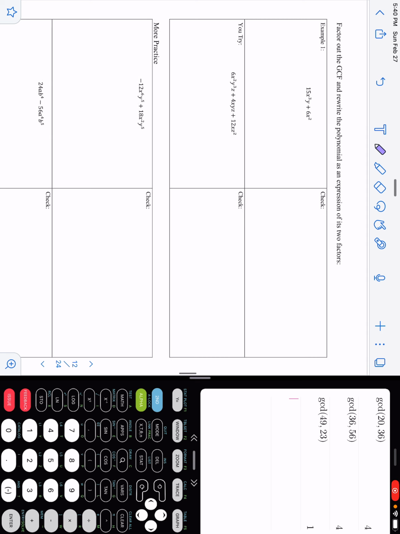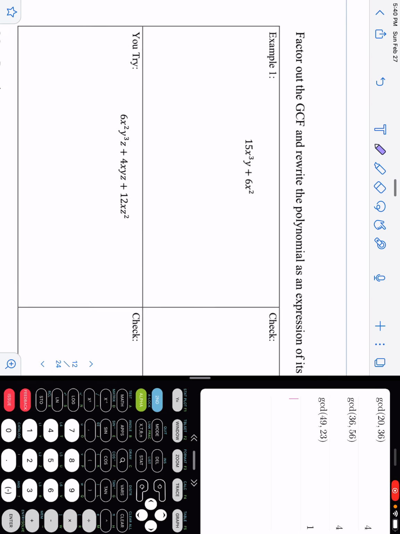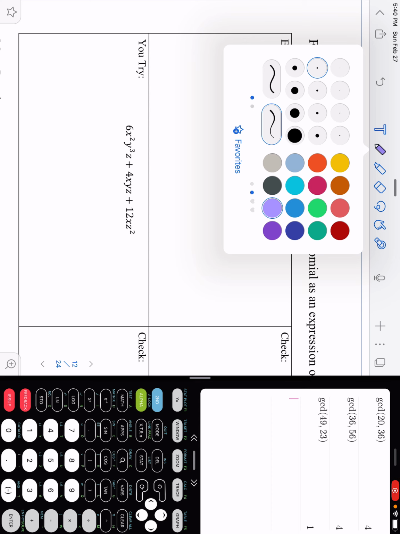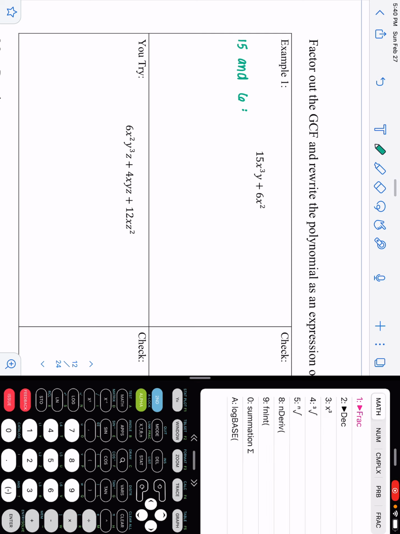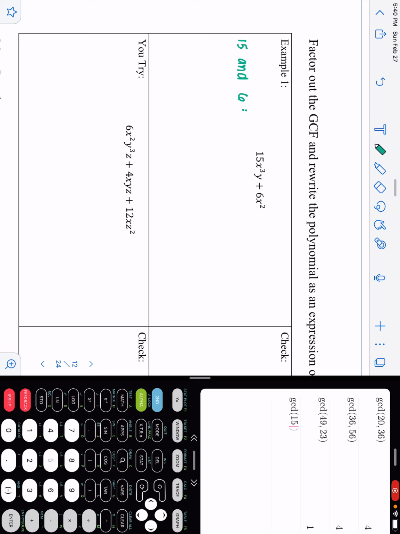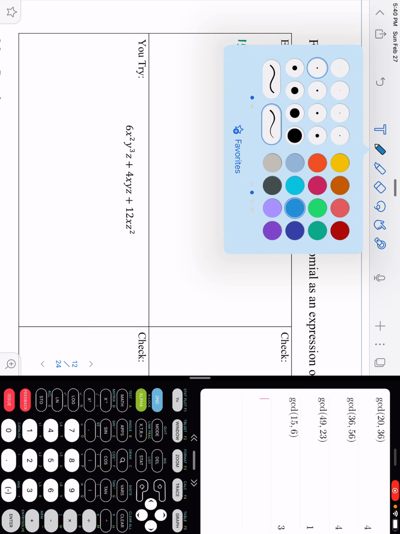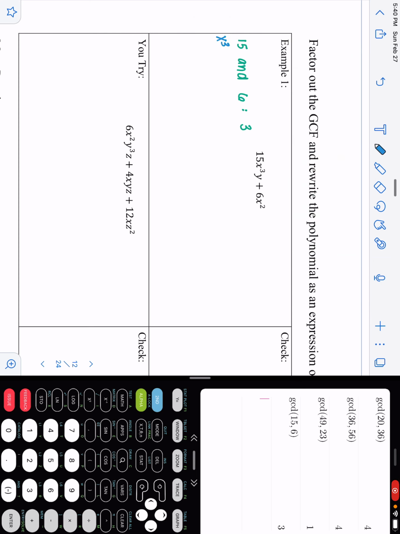All right. I'll do one of these problems, and then we'll get into factoring our polynomials and trinomials. So this first one, let's do the numbers first, okay? So 15 and 6. My GCF of 15 and 6, we're going to use our calculator, math, number 9. 15, comma 6 is going to be 3. And now let's do the variables. So I have x cubed and x squared. The GCF there is going to be x squared.